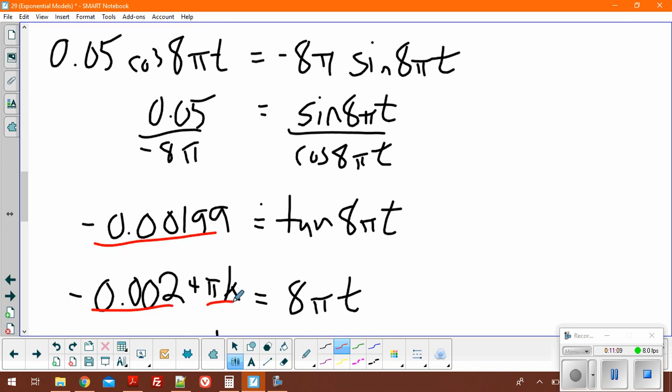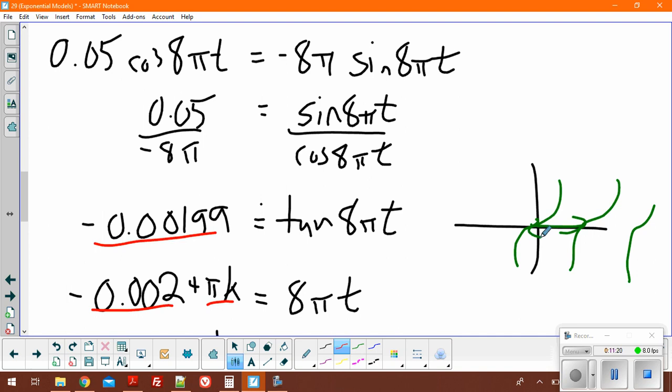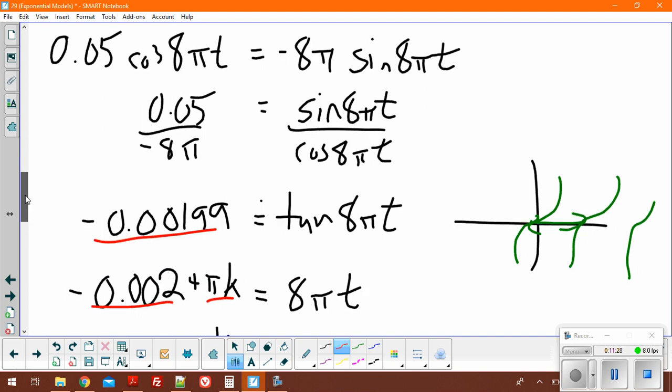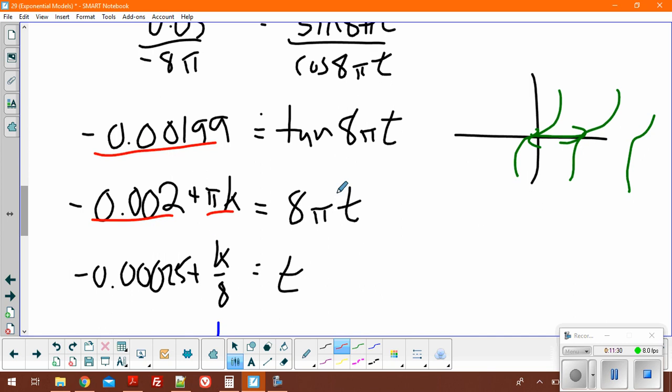The plus pi k, where that's coming from is if you have your tan function, which looks something like this, the period of tan is pi. So that's why I have plus pi k. This is my root plus multiples of pi. Divide both sides by 8 pi, and I get this. So now I have a little expression that generates times.